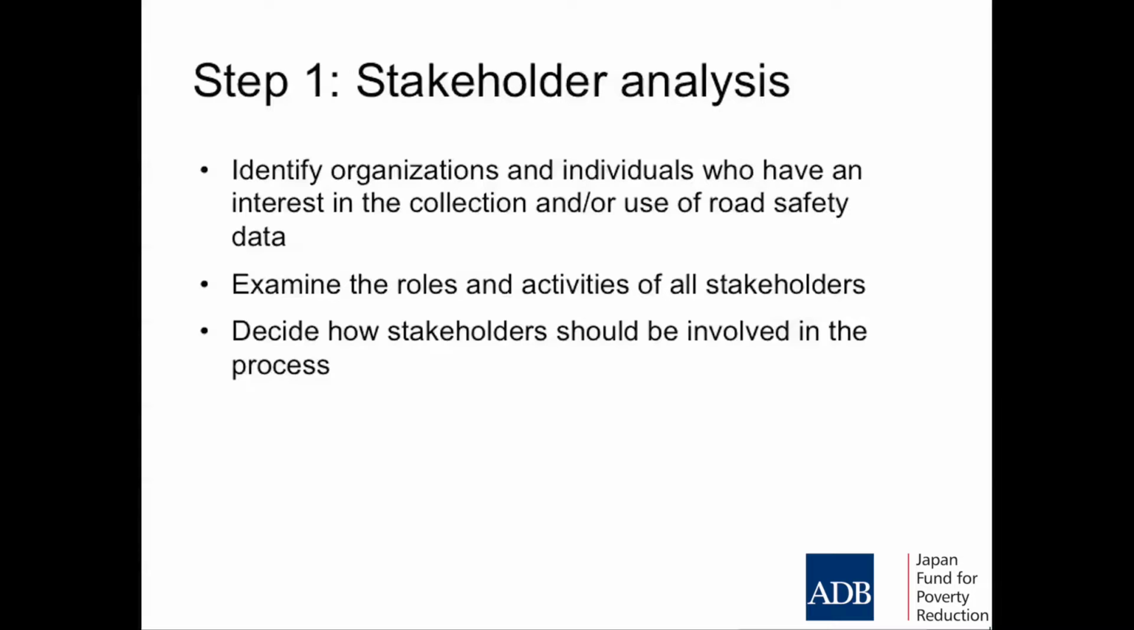Examine and assess the roles and the activities. What are these people doing with this information? Do we really need it? It costs us money. Do we really need to collect this information? Or do we need to collect more information to help them do what they need to do to help us in road safety? And we also need to decide how the different stakeholders should be involved in the process. Should they be collecting information? Should they be analysing it? Should they be producing reports for government? Should they be helping with training? So an understanding of all these different activities.